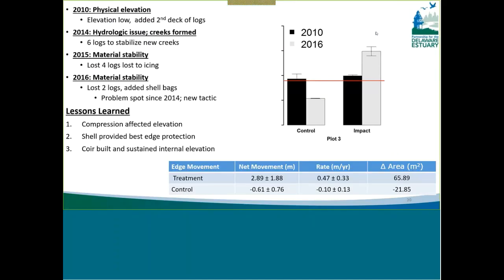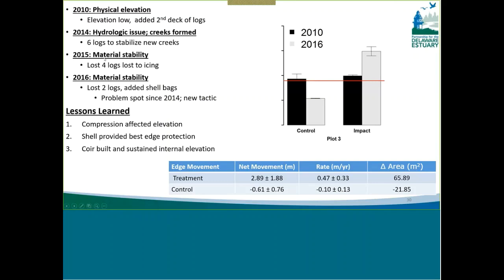So what happened there? All sorts of things happened there. In 2010, I showed that picture of the physical elevation. We had a physical elevation problem. Elevation was low on that one treatment, so we had to add a second deck of logs. Not too bad, it took an afternoon, got us away from the desk a little bit. Everything was good till 2014. Then we got creeks. Creeks formed from the blasting pipe, but they were there. So we added six new logs and a bunch of shell to help stabilize those creeks. Still not a big deal. We haven't done much in four years.